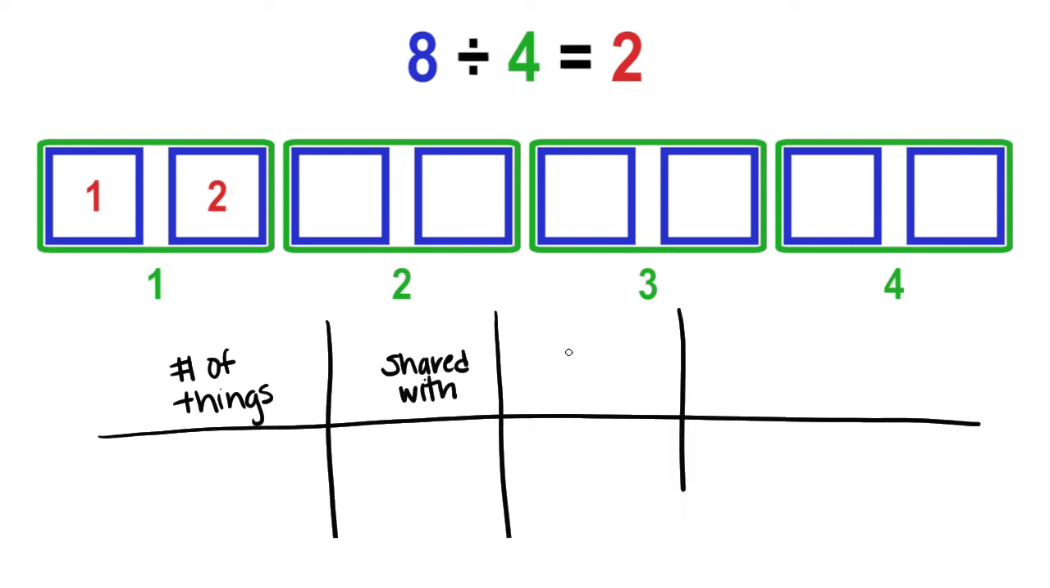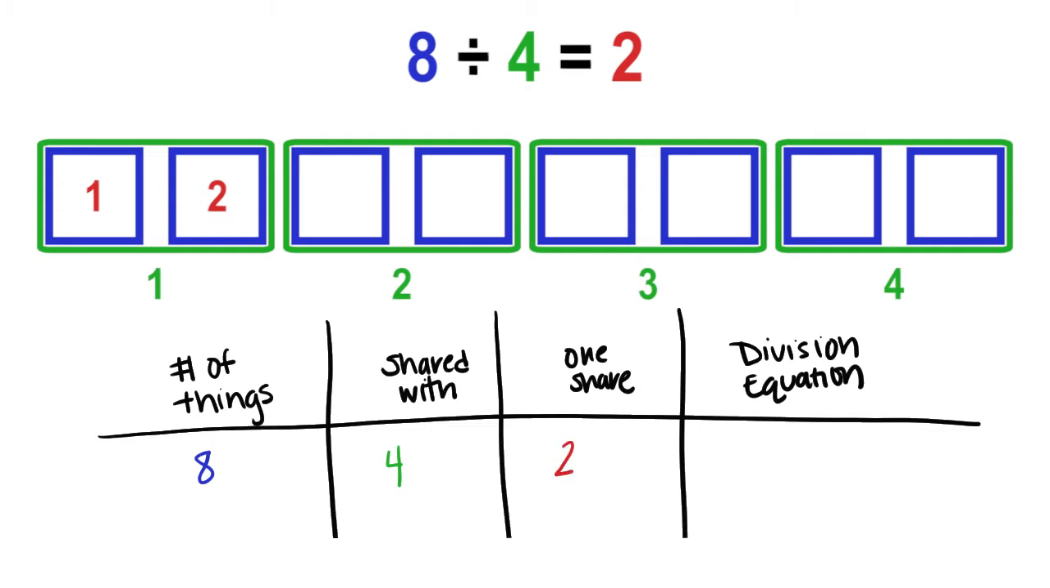Let's use a table like this one to record our findings. The total number of things was the 8 blue squares. Write 8 in blue in the first column. The number of groups being shared with was 4. Write a green 4 in the second column. The 1 share is the quotient and is shown with the red 1 and 2 in the model. Write a red 2 in the third column. The division equation would be 8 divided by 4 equals 2.